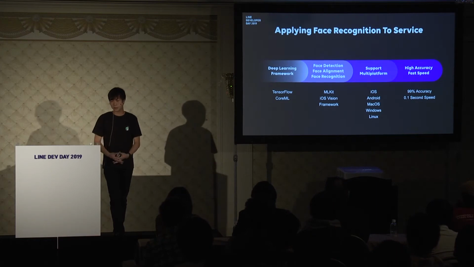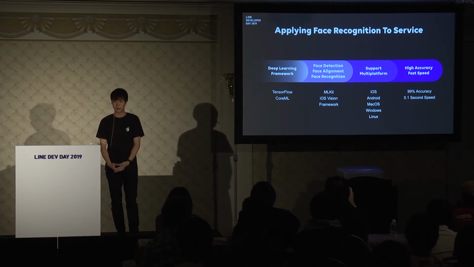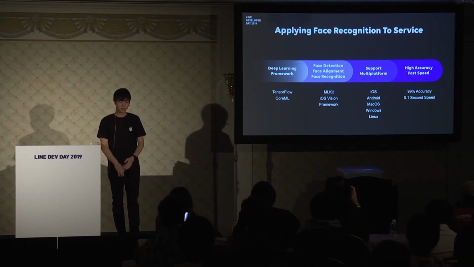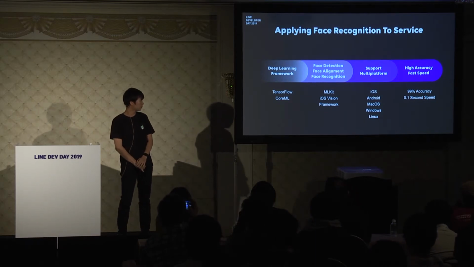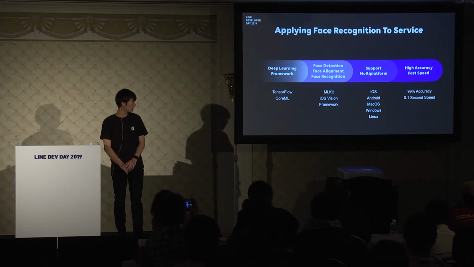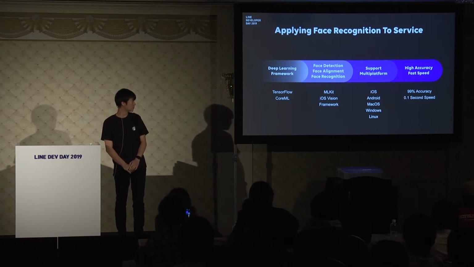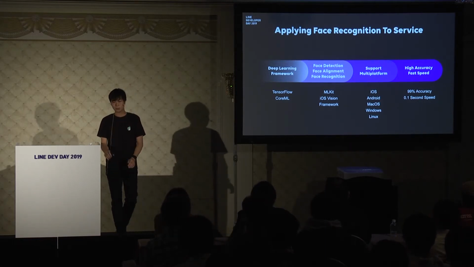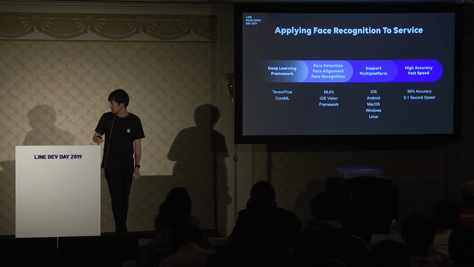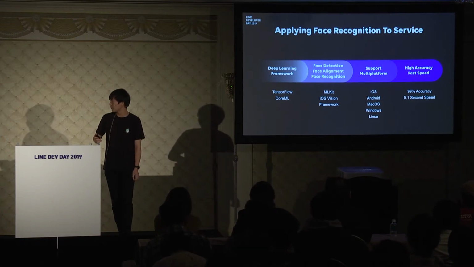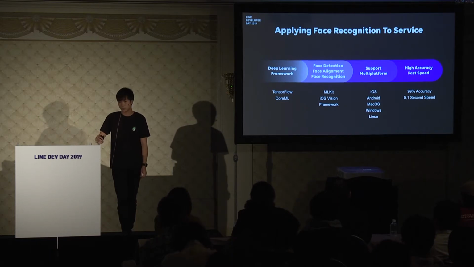Applying face recognition to a service, we focused on four parts: choosing a deep learning framework like TensorFlow or CoreML, and functions like detection, alignment, and recognition, which ML Kit and the iOS Vision framework support. We also have to consider supporting multiple platforms like iOS, Android, macOS, Windows, and Linux. And we also can't lose high accuracy and fast speed, like 99% accuracy and 0.1 second speed.